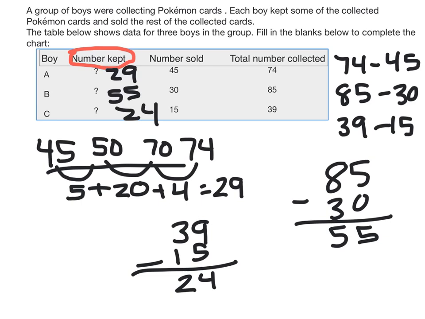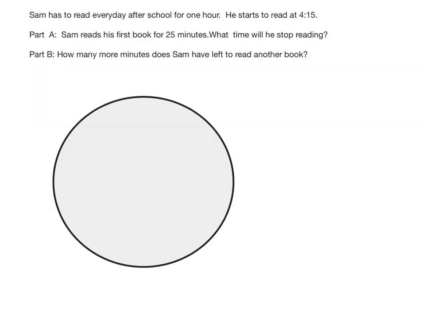You can either do your algorithm, or you can do your number line, whatever works best for you. All right, so on your test, you're going to get a problem that has to do with time. So we're going to do a sample problem for us to practice that. So let's read what the question says.